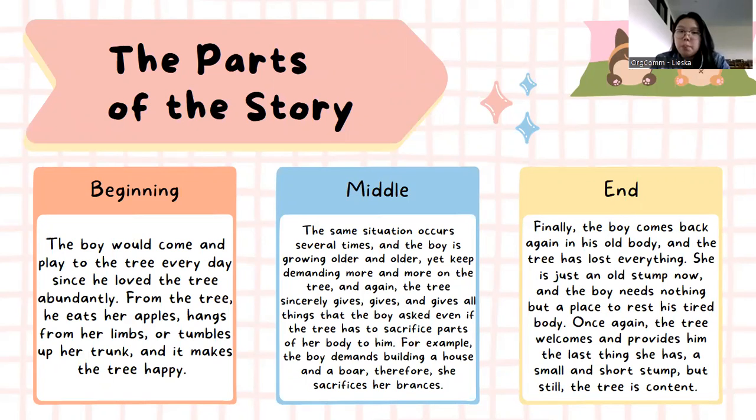For example, the boy demands building a house and a boat, therefore she sacrifices her branches. And finally, the boy comes back again in his old body, and the tree has lost everything. She's just an old stump now, and the boy needs nothing but a place to rest his tired body. But once again, the tree welcomes him and provides the last thing that she has, which is a small and short stump. But still, the tree is content. Okay, so we're talking about the conflict and also the resolution of the story.